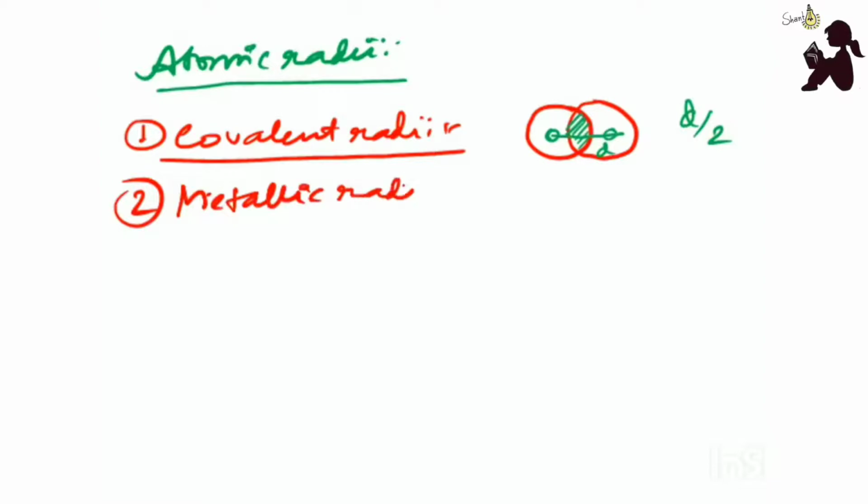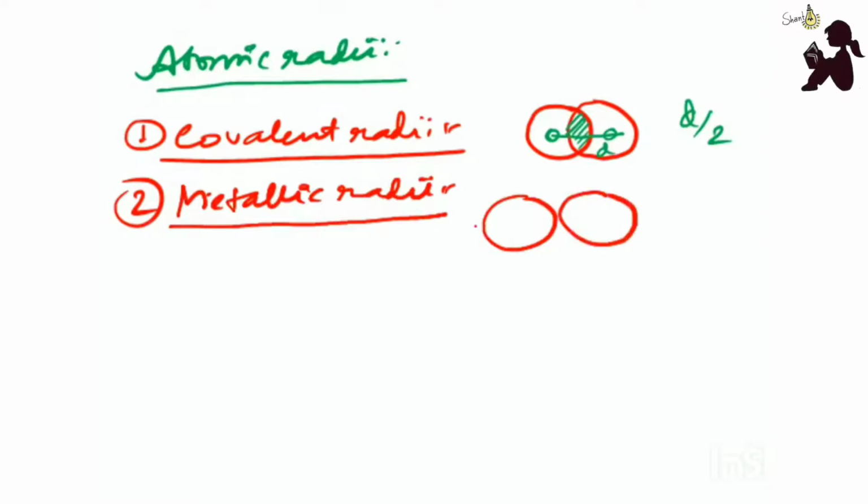Now from the name you can conclude that there will be 2 metals like this, and half of their internuclear distance will be their metallic radii. So here you can see it is not overlapping, because metals don't overlap, they share electrons like this.